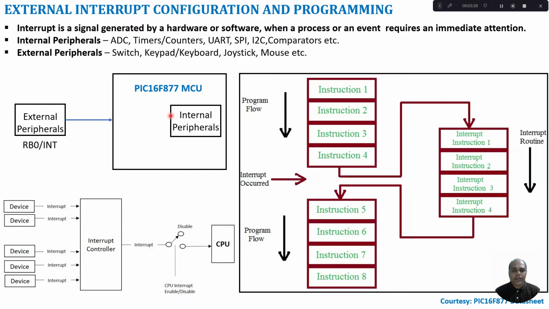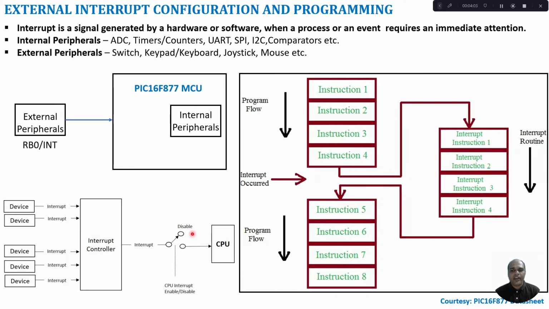If a microcontroller receives interrupt signals from multiple devices trying to use the CPU at the same time, then we can also have an interrupt controller, and this interrupt controller can work based upon the priority. Depending upon the priority, a particular interrupt can be serviced by the CPU.